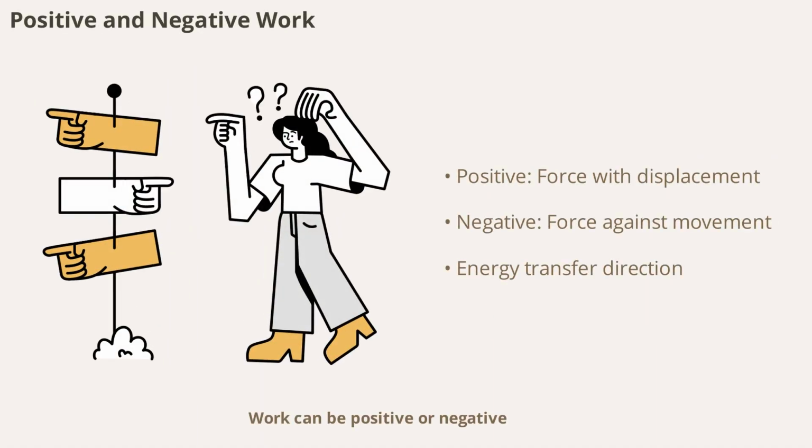Work can be positive or negative, depending on the direction of the force relative to the displacement. When the force and displacement are in the same direction, the work is positive. This means energy is being transferred to the object, like pushing a box forward. If the force acts opposite to the displacement, the work is negative, as in friction slowing down a moving object. Understanding this distinction helps explain how energy can be gained or lost in different situations.